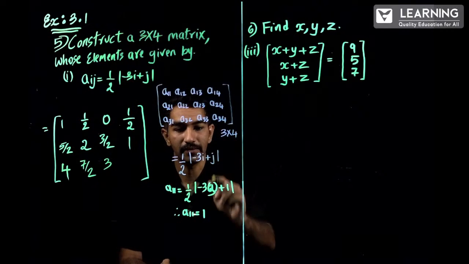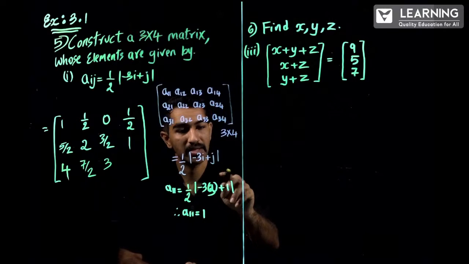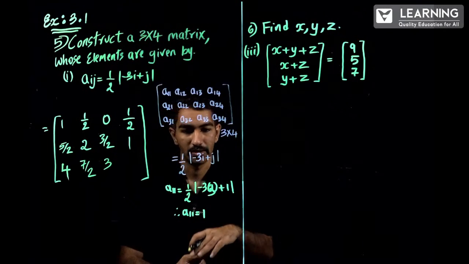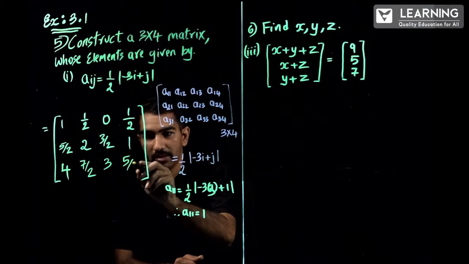The last one, 3, 4. So that will be minus 9 plus 4. Minus 9 plus 4 is how much? Minus 5. So mod of minus 5 is plus 5. It will be 5 by 2.